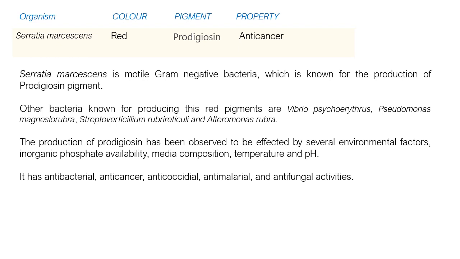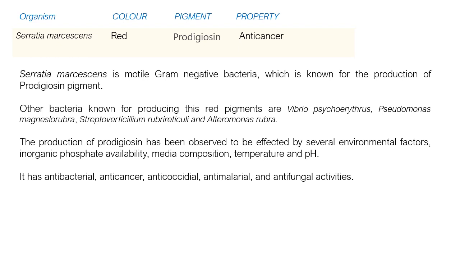It has anti-cancer, antibacterial, anticoccidial, antimalarial, antifungal properties, etc. Okay, so this is the example that is widely used in practicals in college days for pigment extraction, that is Serratia marcescens, and the pigment is prodigiosin. In the second video that I will be making, I will be discussing this particular example.